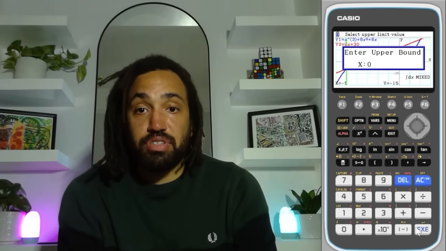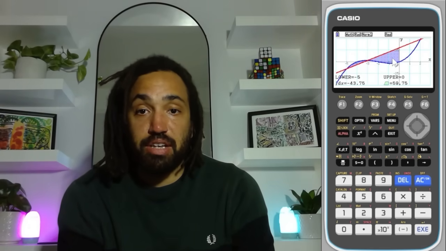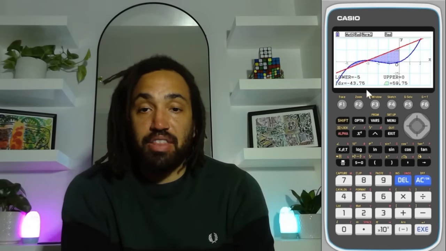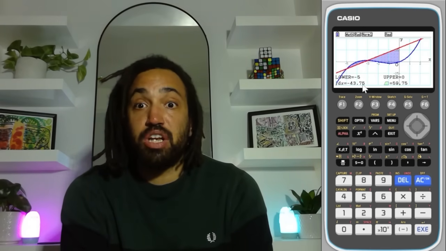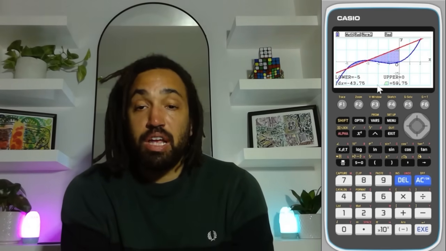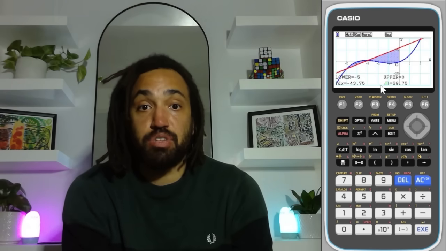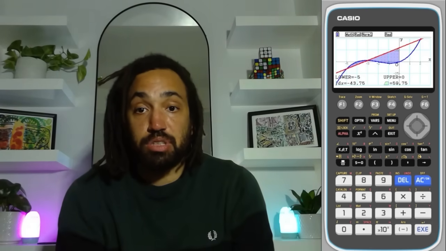Brilliant, -5 and 0. There we go. And it shows me that beautiful area there, and notice that the value of the integral is different from the actual area, and that is because at some point the curve is on top and at some point the line is on top. So this tells me that I need to do more investigation. I need to split it up into two parts in order for me to show my calculation in the exam, but it gives me a really good indication of what's going on.